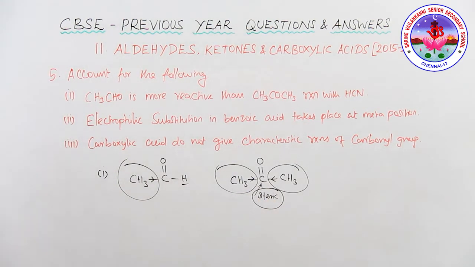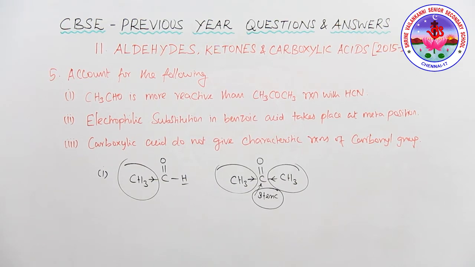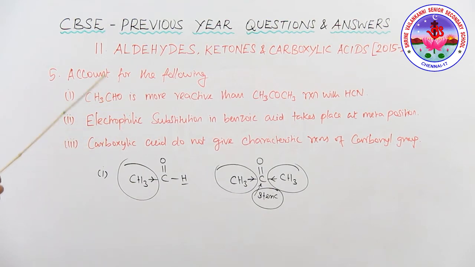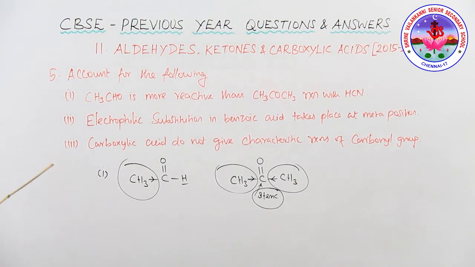Then the second is electrophilic substitution in benzoic acid. See, in benzoic acid, the COOH group is present. That is, the COOH group, the carboxylic acid, has electron withdrawing nature. So that deactivating, the electron density is more at the meta position. So that there is positive charge at the ortho and the para position. So the reason is you have to write the COOH is electron withdrawing, so that deactivating, electron density is more at the meta position, and there is a positive charge on the ortho and the para position. So this is the answer.